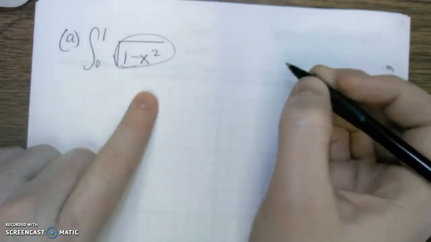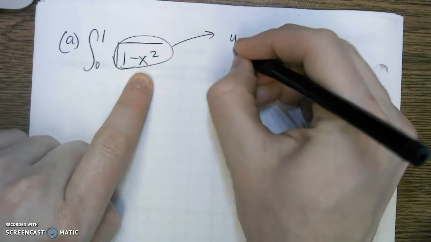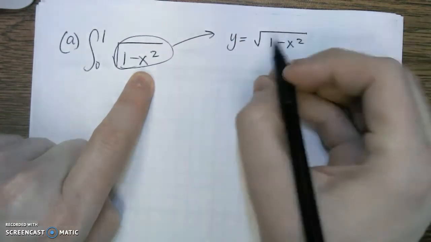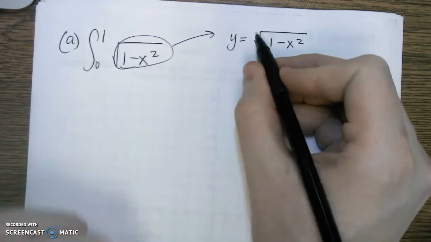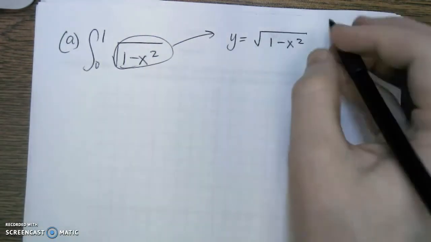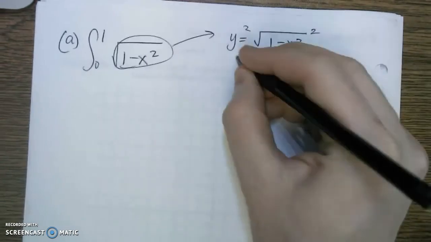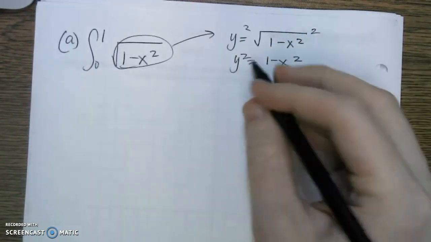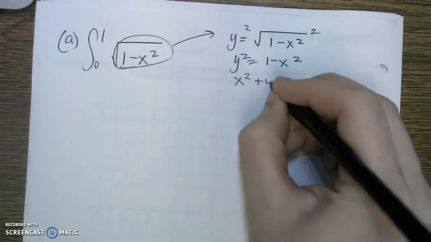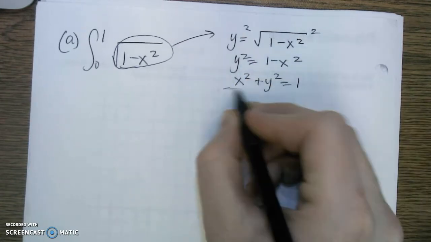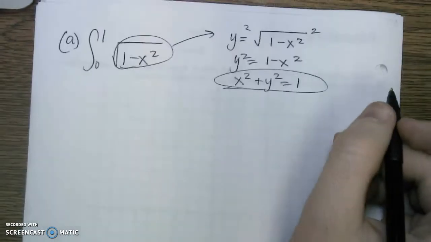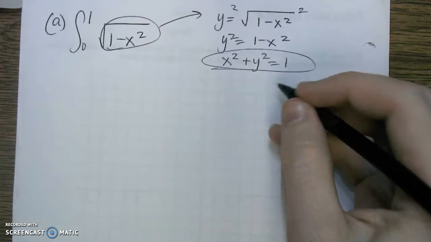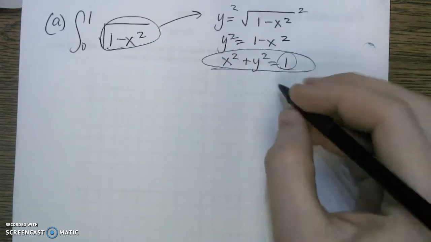So if we look at part A, let's think about what a graph of that would be. So this is what we're trying to graph, which I'll call y. And it's the positive square root. There's no plus or minus in front of it, so that just means the positive one. If I square both sides, I get y squared equals 1 minus x squared. If I add x squared to the other side, I get this. And this is the equation of a circle, radius 1.